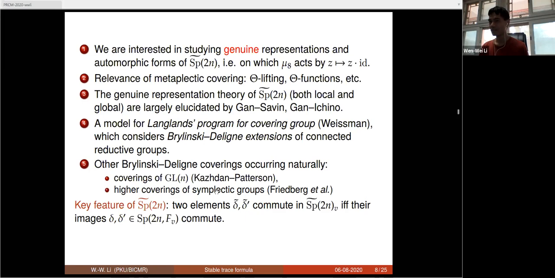So it's simpler than other coverings because of the following feature. Two elements in the covering commute, say the local covering, if and only if their images commute. In general, they are different. For the other covers, they are usually different, but for SPTO2, they turn out to be the same. So this simplifies the trace formula a lot, the trace formula for SPTO2N.